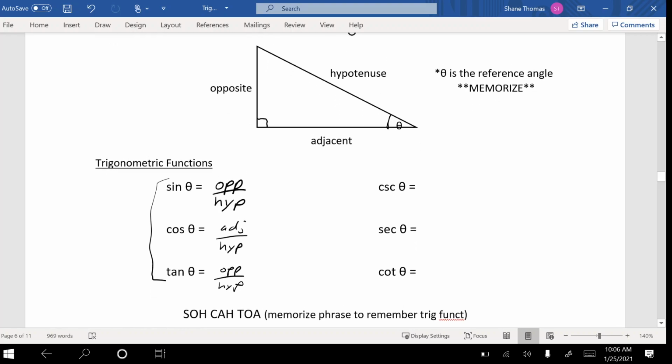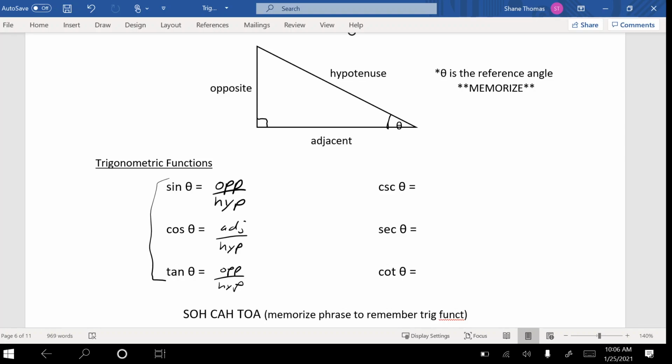A way to remember this is SOHCAHTOA. Everybody always says it's from an ancient Indian tribe, but it's not true. If you look it up, it's not true. But if you can remember the phrase SOHCAHTOA: sine opposite over hypotenuse, cosine adjacent over hypotenuse, tangent opposite over adjacent. It's just a little phrase to remember.